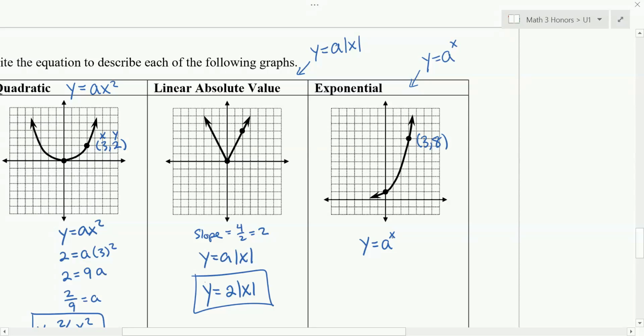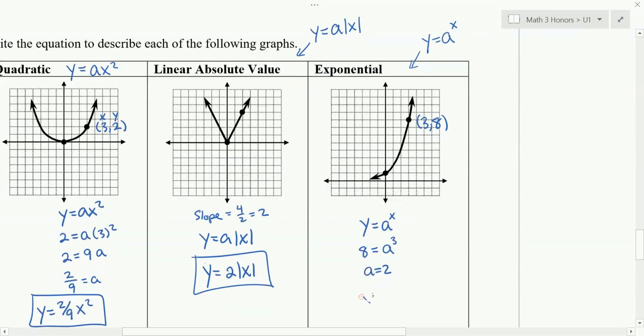And plug in x and y into that equation, and hopefully you can figure out what a is. So here, 8 equals something to the third power. So what to the third power equals 8? 2. And so a is 2. And so we end up with y equals 2 to the power of x.